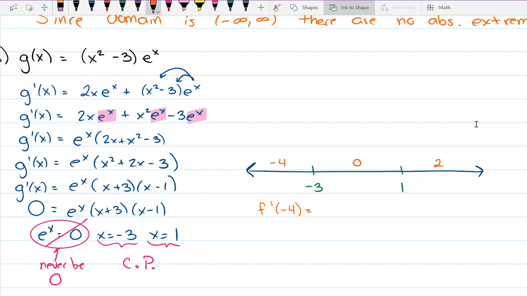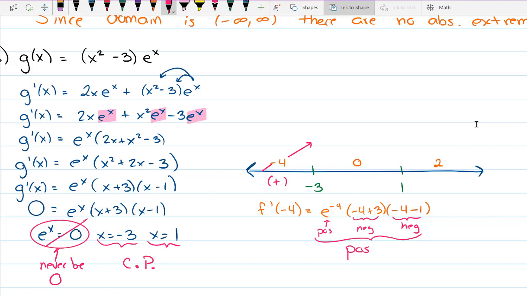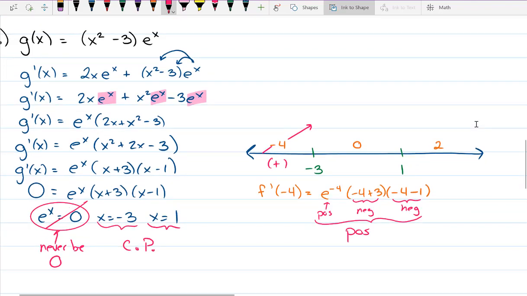g prime of negative 4 is going to be e to the negative 4, times negative 4 plus 3, and negative 4 minus 1. So using this, I can determine positive or negative. Well, this is positive, this is negative, and this is negative. Which means if I have two negatives and one positive, the entire function is positive. So the function is increasing from negative infinity to negative 3.